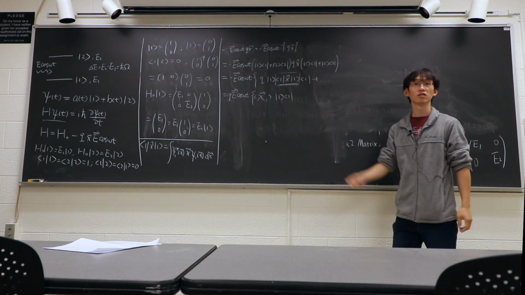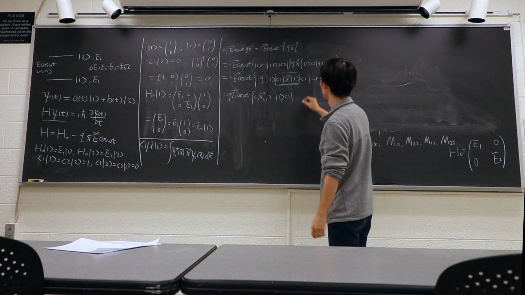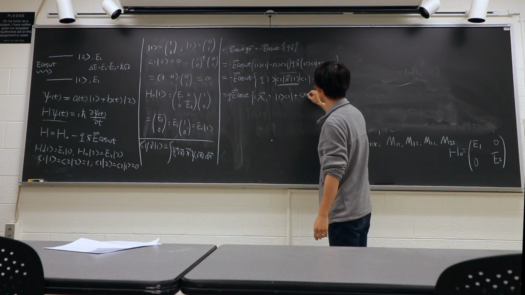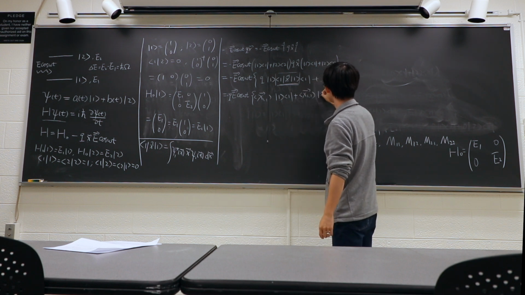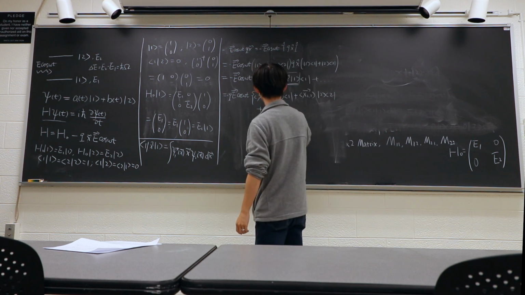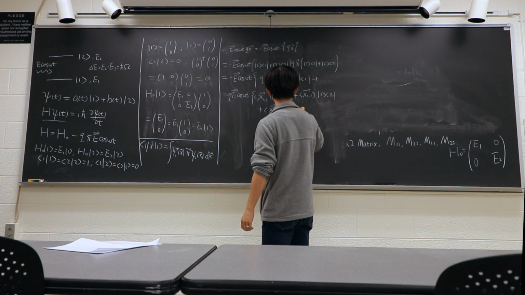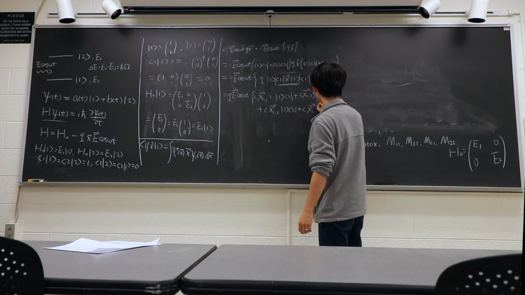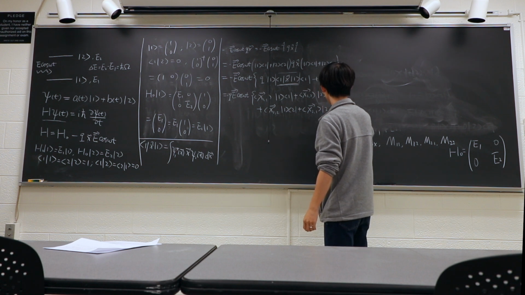Very familiar, right? This is a matrix form now. And you do the rest, it's all the same. So you get 2, 2, 2, 2, plus 1, 2, 1, 2, plus 2, 1, 2, 1.